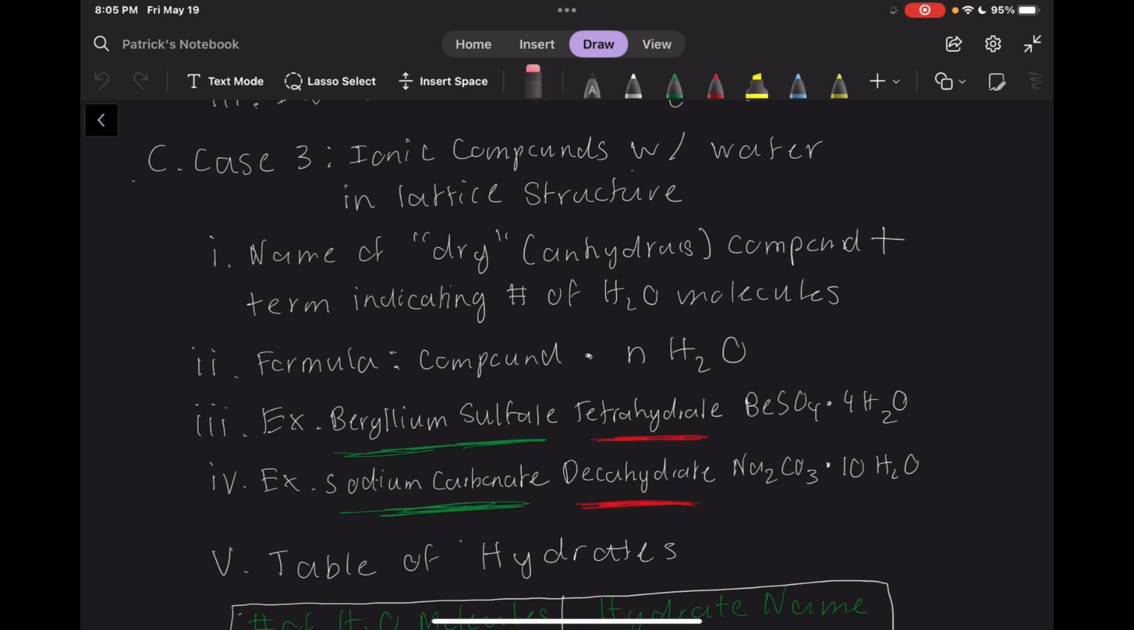bonded to the cations. For example, here we have beryllium sulfate tetrahydrate, which has this chemical formula. From this, we see that there are 4 water molecules bonded to the beryllium cations. Our second example is sodium carbonate decahydrate, which has a grand 10 water molecules bonded to the sodium cations. Now we might notice the prefixes tetra and deca written before the word hydrate in each of these examples and wonder where these come from.